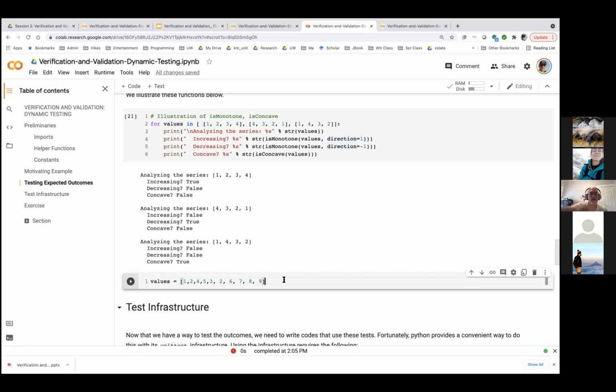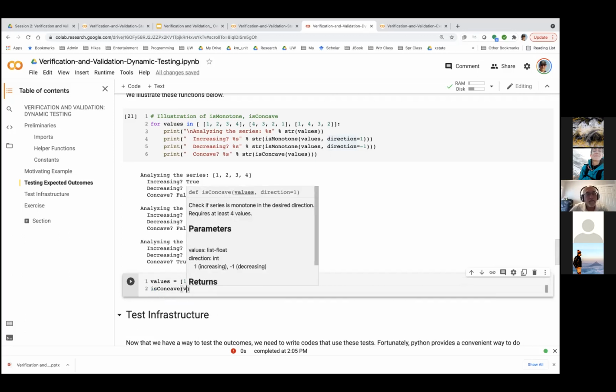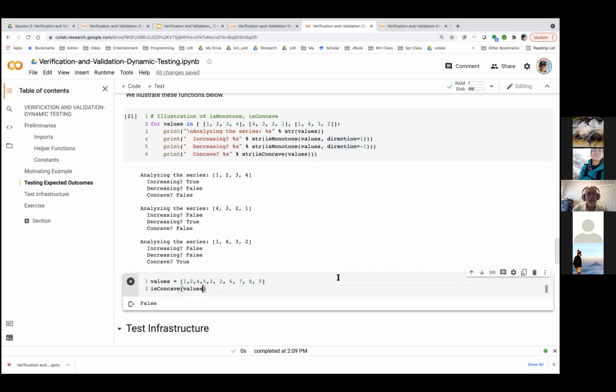So it sort of goes up and down like that. Now that is not something that should be concave. So now if we say is concave of values, let's see what happens. So that's not.